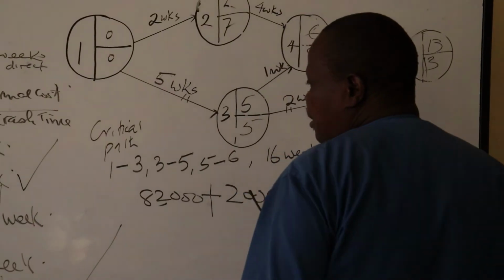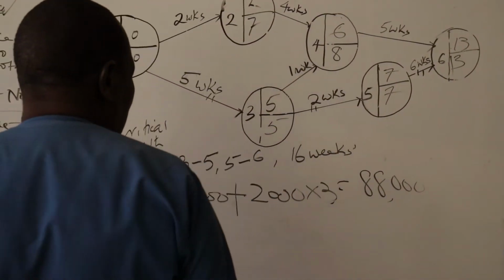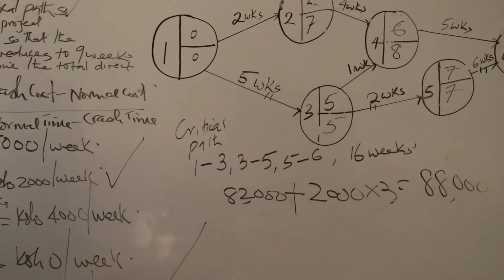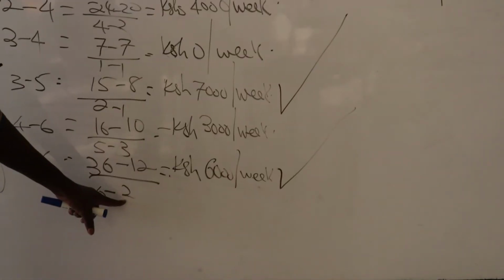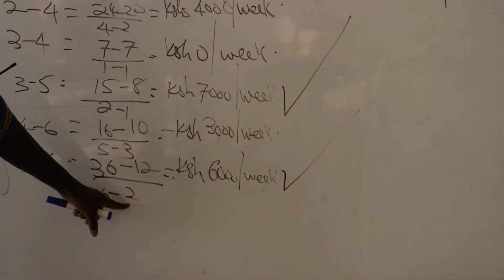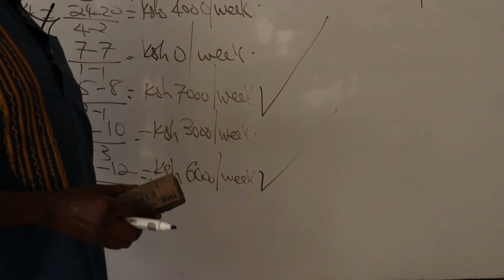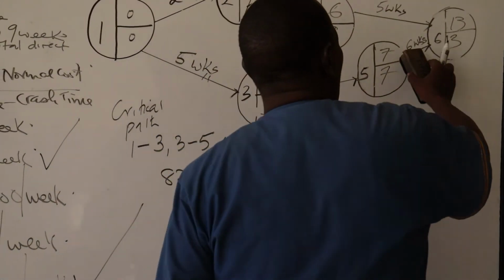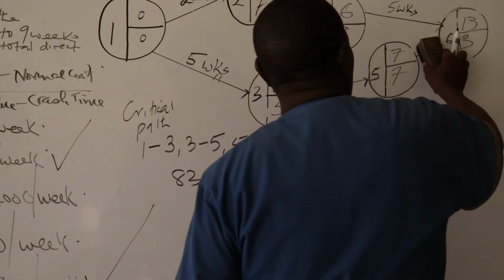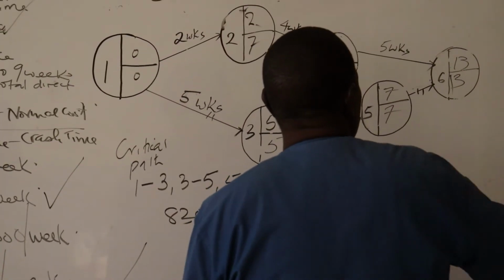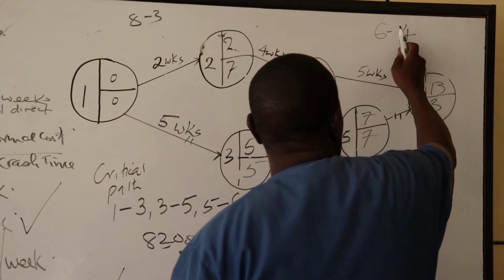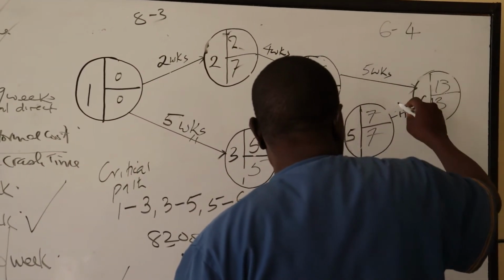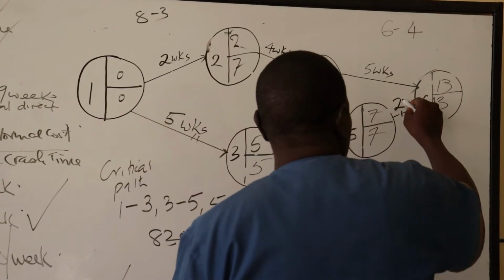Now what are the weeks available for crashing of activity 5 to 6? That is 6 minus 2, which is 4 weeks. So we are going to crash activity 5 to 6 by 4 weeks. The original duration was 6, then 6 minus 4 gives us 2 weeks.